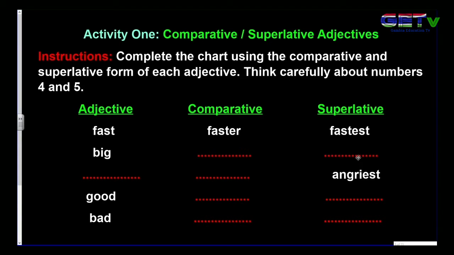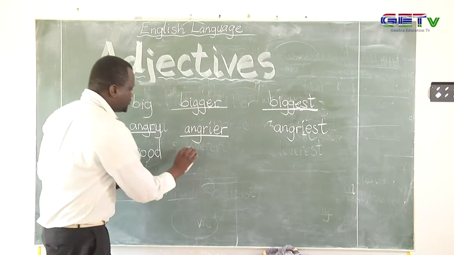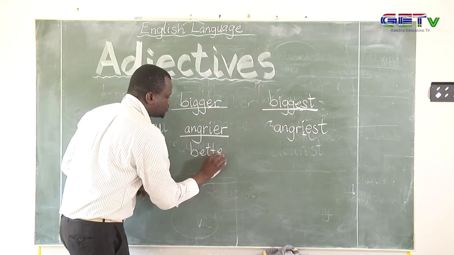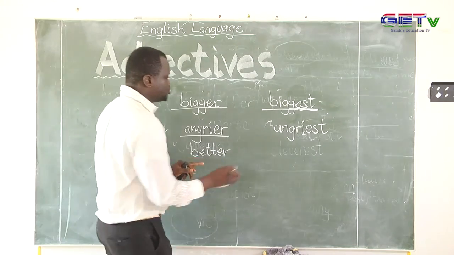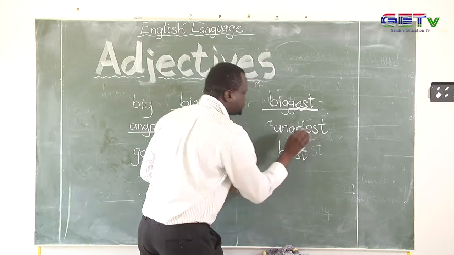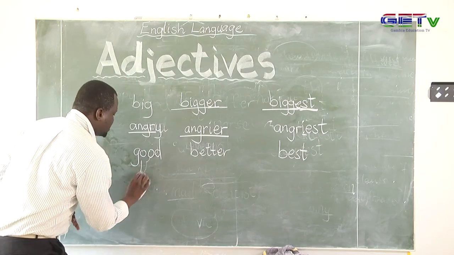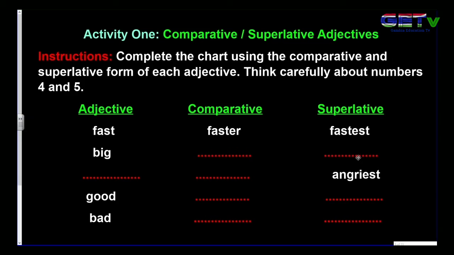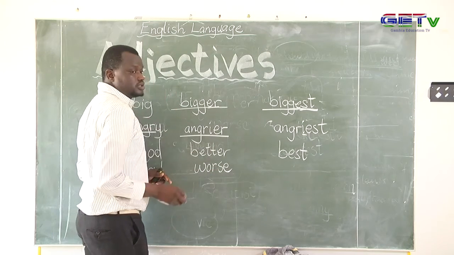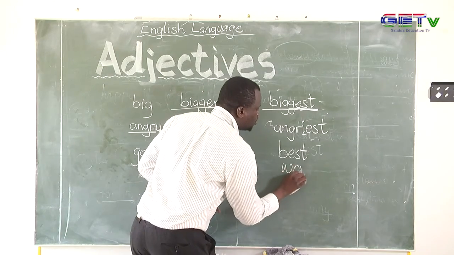And now we move on to the next one, which is 4 and 5. Remember, you are told to think about those numbers carefully, which is good because these ones are irregular ones. The comparative becomes better, and then the superlative best. And the last one, which is bad, comparative, worse, and superlative worst.